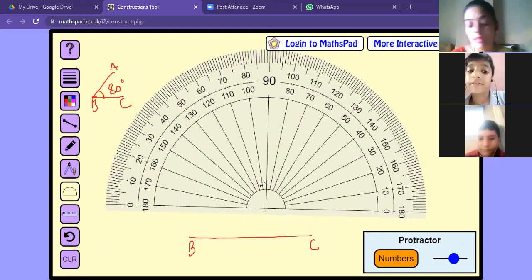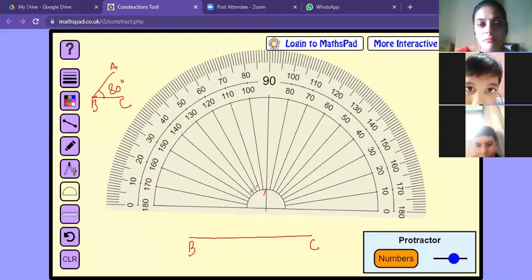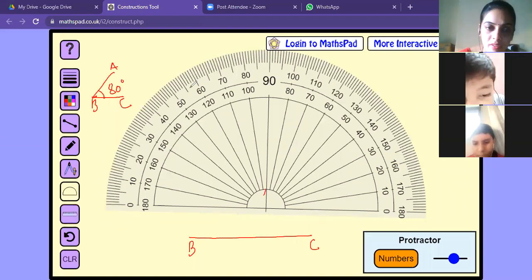Now I have to place a protractor. So how will I place a protractor? Who can help me? The middle point line of the protractor should be placed on the B line. Yes, we have to take the protractor on the line.